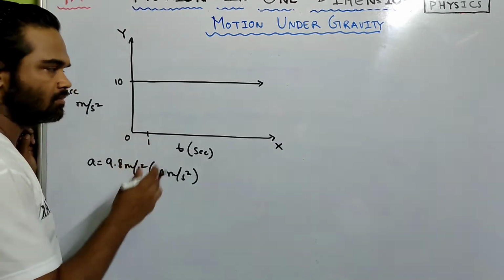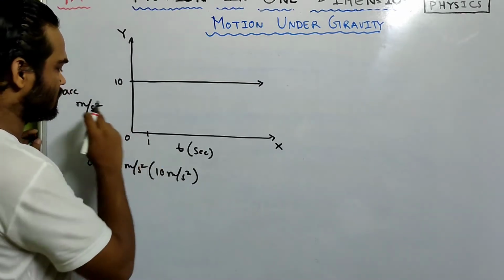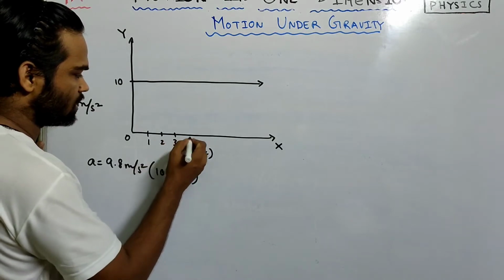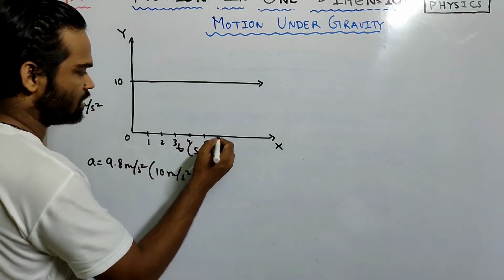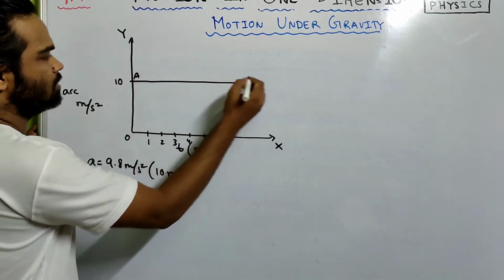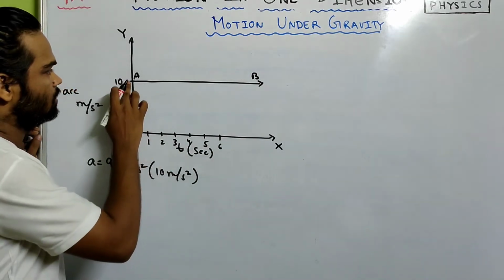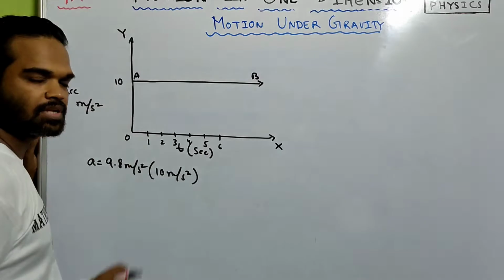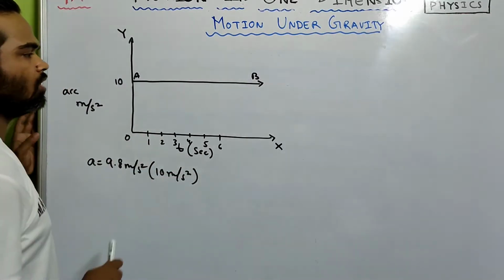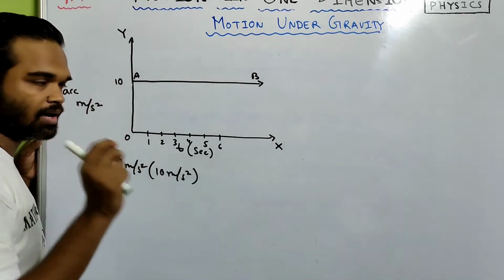Suppose after 1 second, the acceleration will be 10 meter per second square. After 2 seconds also it will be same. After 3 seconds, after 4 seconds, after 5 seconds, like this. Suppose this is AB. So AB is your graph. The acceleration is constant, 10 meter per second square, uniformly accelerated. Now this was your acceleration time graph. Let us see how we can get the velocity time graph using this.